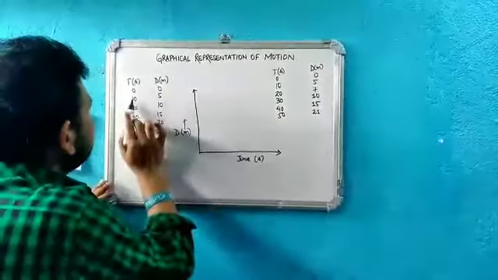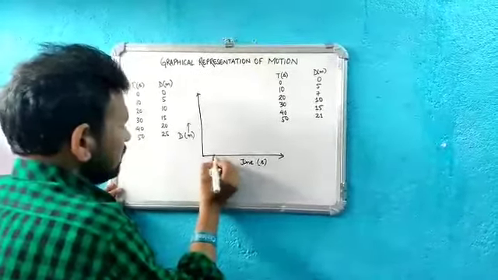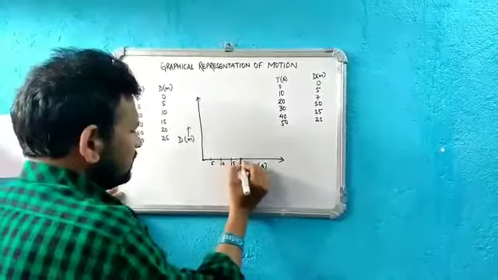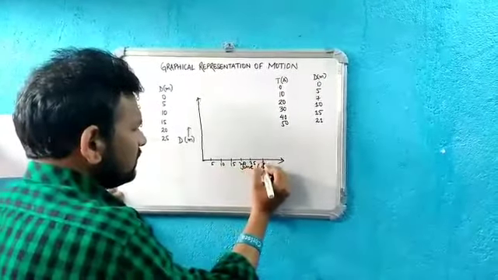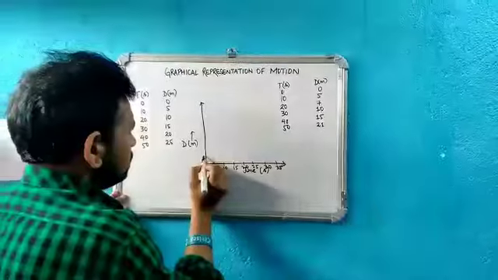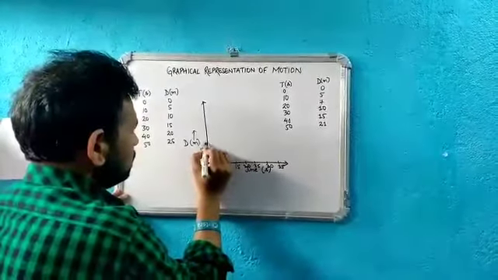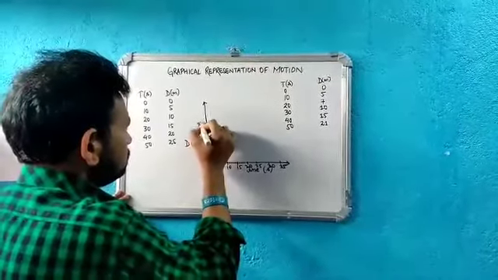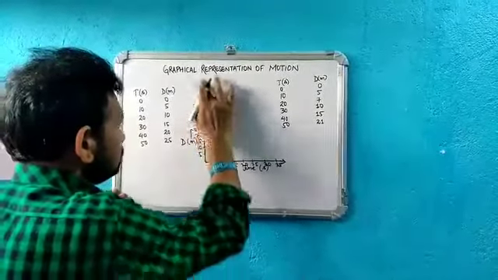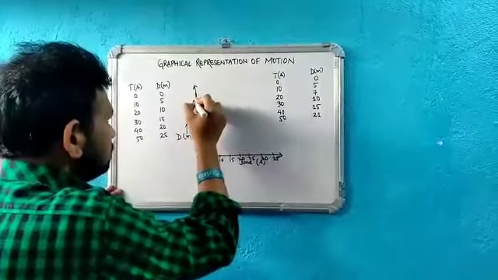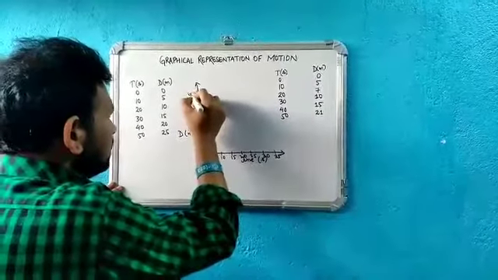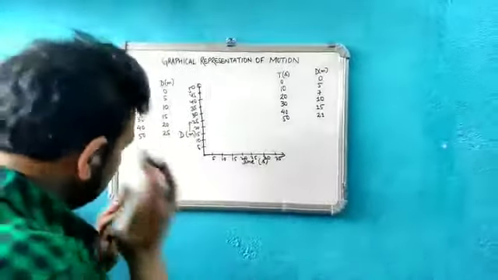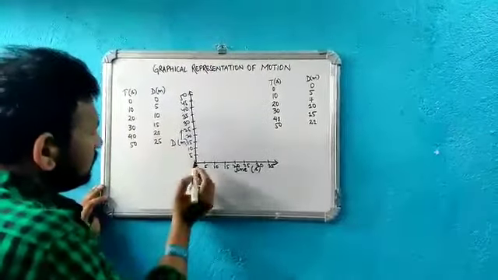Then let us take the axis coordinates also: 5, 10, 15, it won't be perfect. 20, 25, 30, 35. Actually, I should have been using a scale here, but it doesn't matter. I just want to teach you the content. So initially when time equal to 0, d equal to 0. So this is the point.